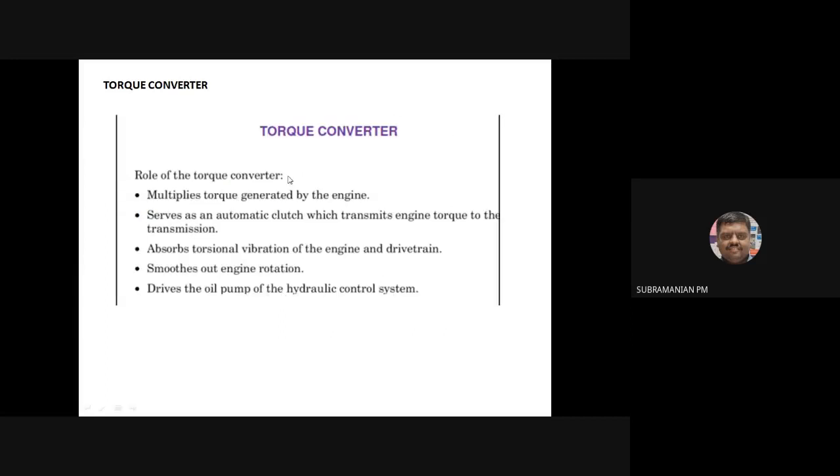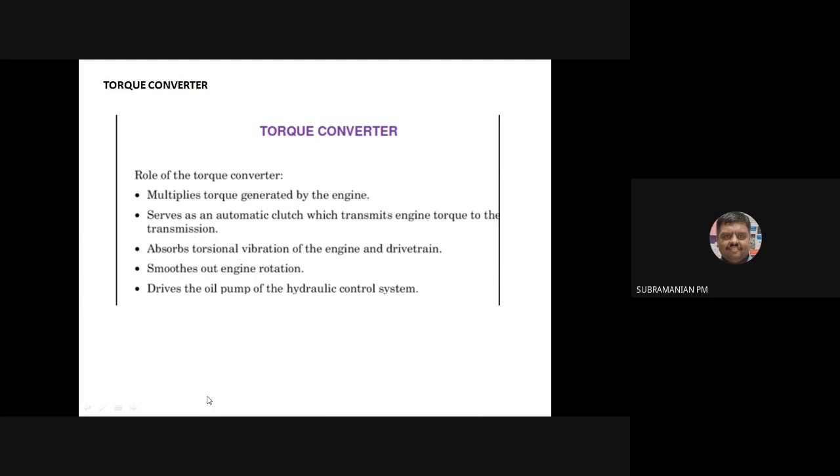So I can summarize the points that I have explained with the help of the sketch. Torque converter multiplies torque. Fluid coupling will not multiply the torque. Torque converter will multiply the torque, and torque converter will serve as an automatic clutch. So you can remember this. Since we are using fluid, it will absorb what? Torsional vibration of engine. It will absorb torsional vibration of engine.